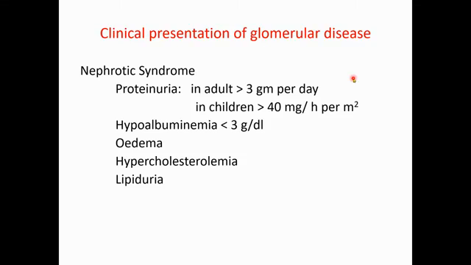In case of children, it is more than 40 milligram per hour per square meter body surface area. The patient has hypoalbuminemia, that is less than 3 gram per dl, and in children less than 2.5 gram per dl. The patient is grossly edematous, and dyslipidemia, hypercholesterolemia is present. Another characteristic is lipiduria, that is lipid droplets passing in the urine. These are the typical presentation of a nephrotic syndrome.